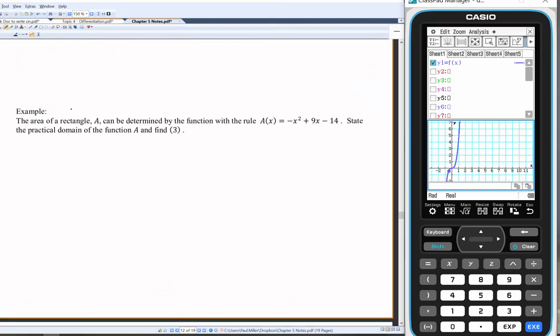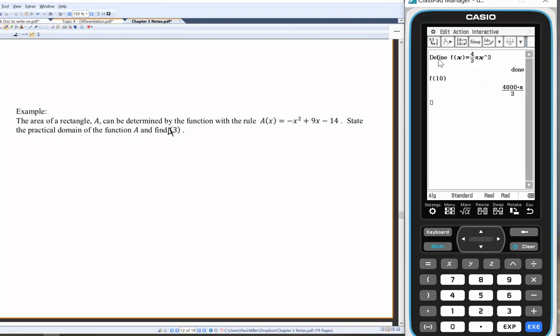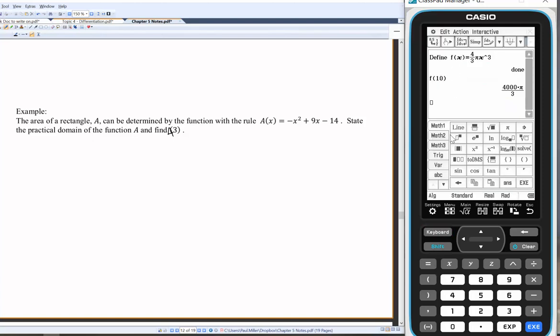All right, and the area of a rectangle A can be determined by the function here with the rule blah, blah, blah. State the practical domain of the function A and find A of 3. That should be A of 3. So just correct your notes. Again, we're going to use our calcs and we're going to run a define. So define f(x) equals, and our function is negative x squared plus 9x take 14.